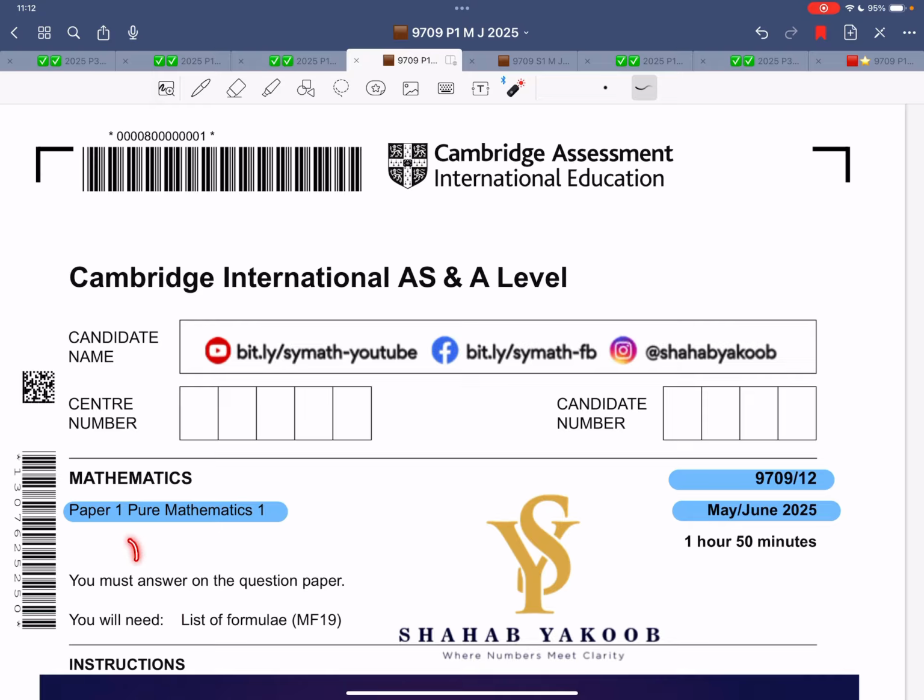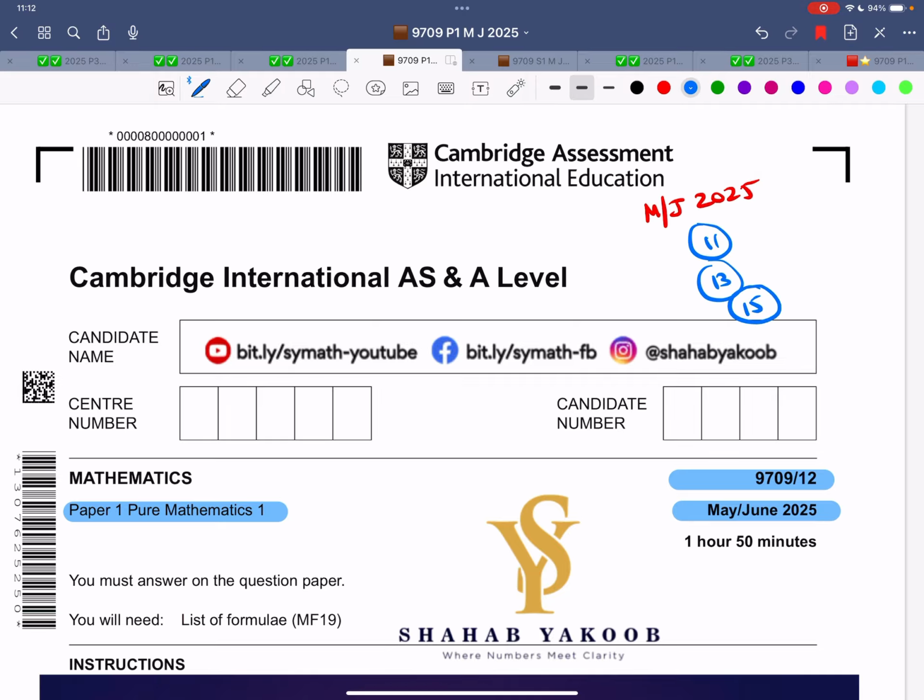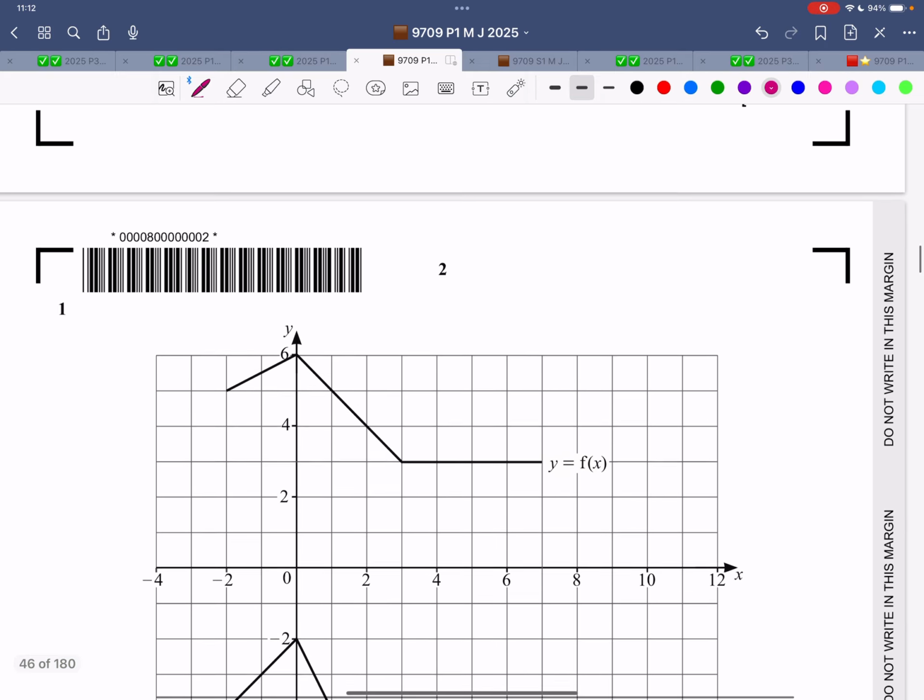So now we are solving this Pure Math 1, which is the P1 paper of May-June 2025, variant 1-2. Just a reminder, I have already solved the 1-1 paper and the 1-3 paper. Recently I solved the fourth variant, 1-5, and now it's time for the 1-2 paper. All these four are available on my channel. So now let's get started with the first question.